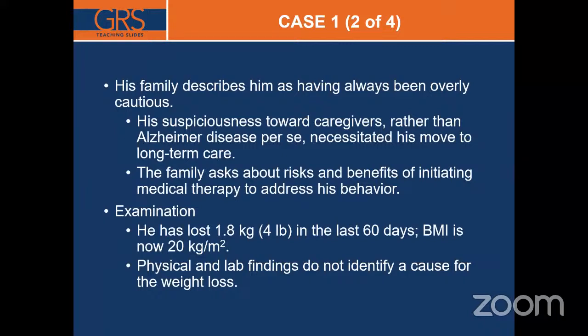His family describes him as having always been overly cautious. His suspiciousness towards caregivers, rather than Alzheimer's disease per se, necessitated his move to long-term care. The family asks about the risks and benefits of initiating medical therapy to address his behavior. On examination, he has lost 1.8 kilograms in the last 60 days. BMI now is 20 kilograms per meter squared, and physical and lab findings do not identify the cause of the weight loss.